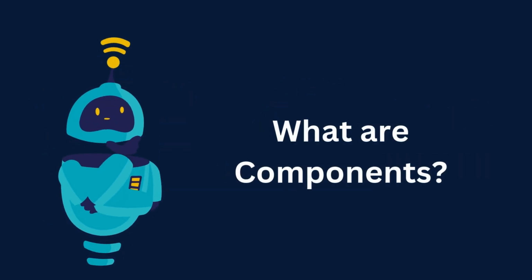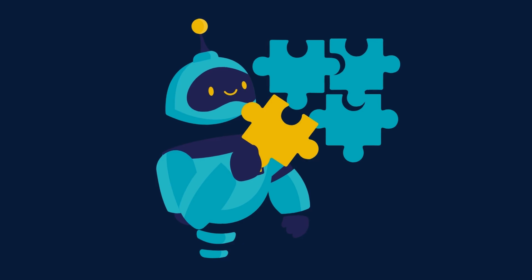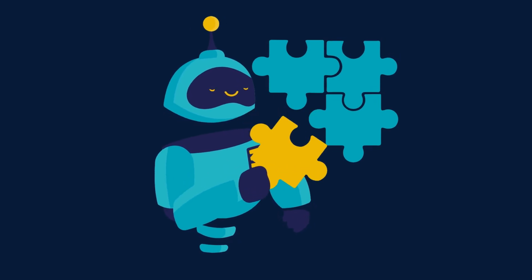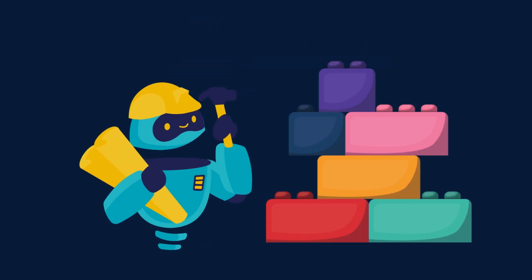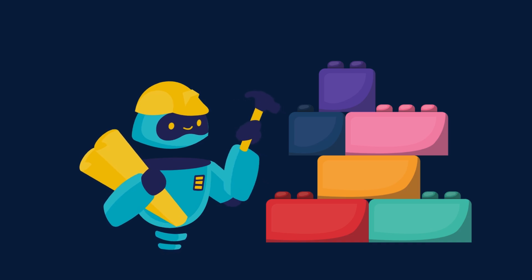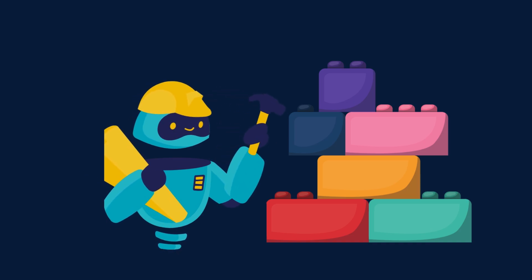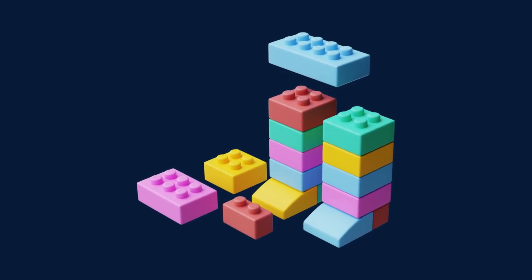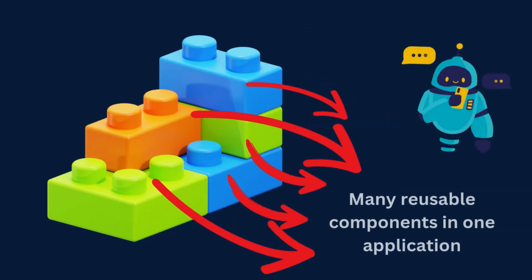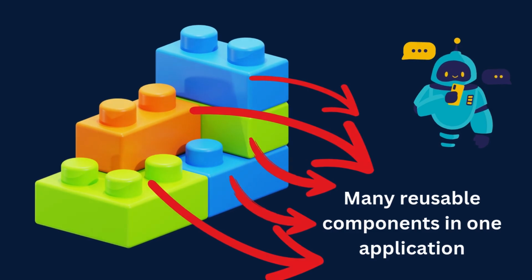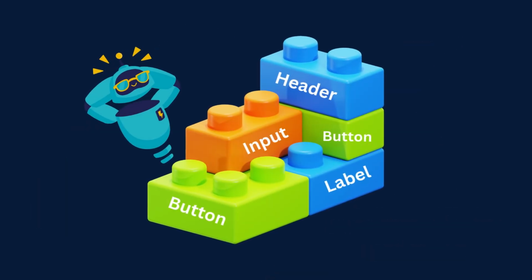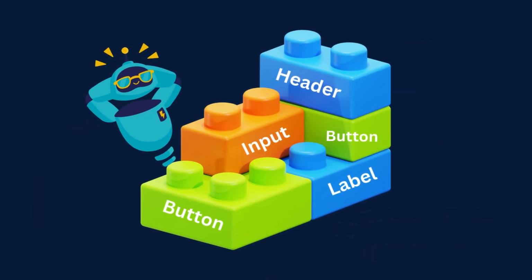What are components? Imagine you're building a Lego castle. Would you build it as one giant piece, or would you break it down into smaller, reusable blocks? That's exactly what components are in React. Components are the building blocks of your React application. They let you break your UI into independent, reusable pieces. Each piece manages its own logic, style, and functionality.